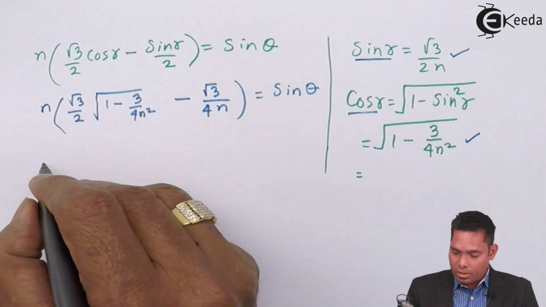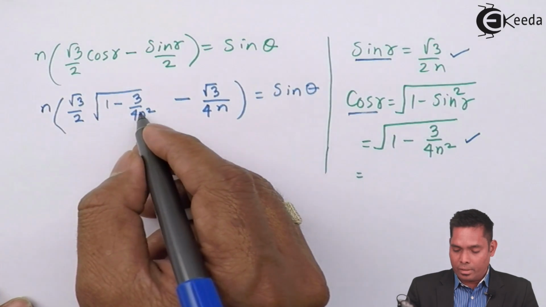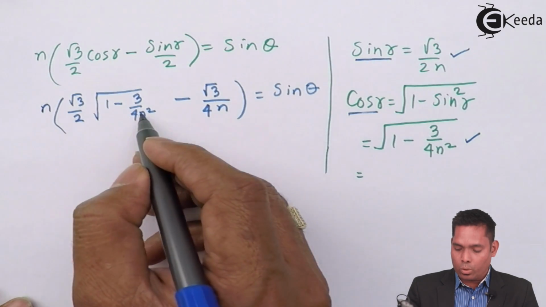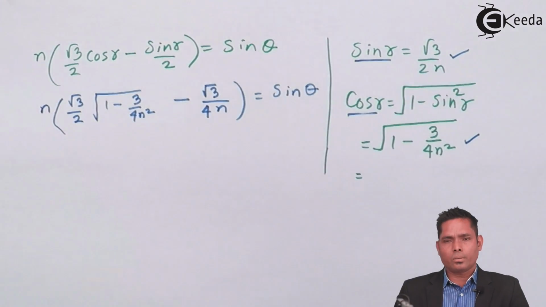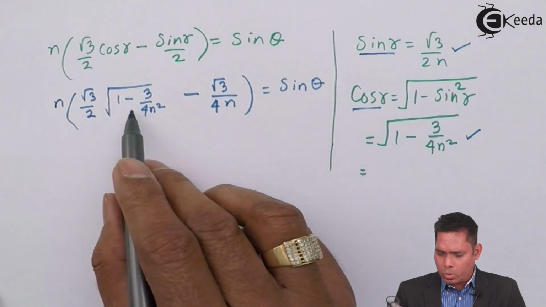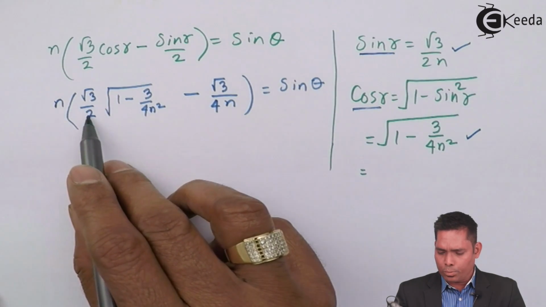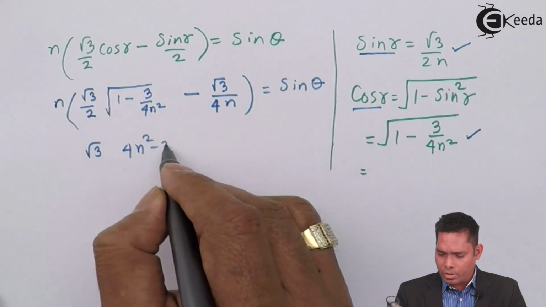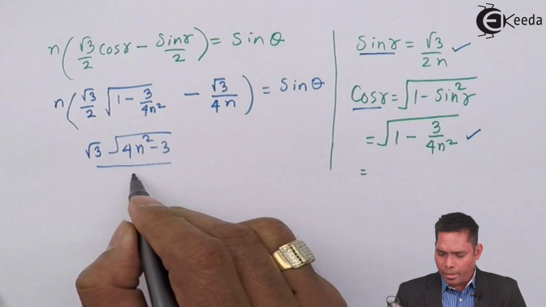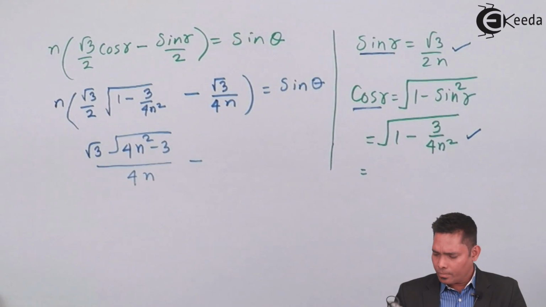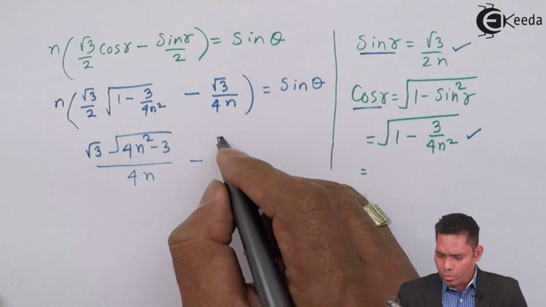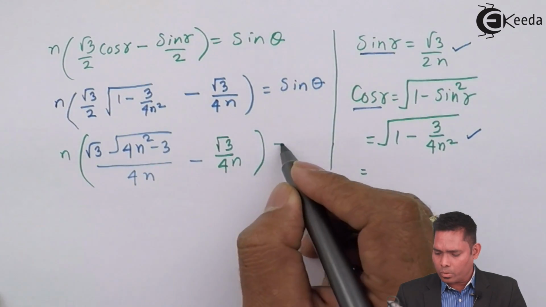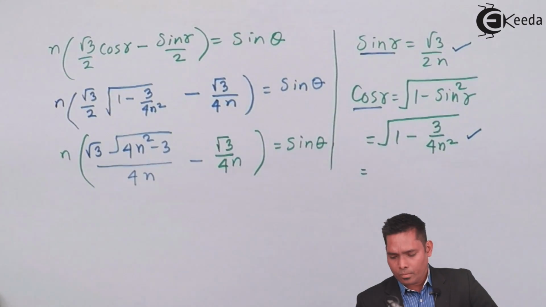I have to simplify this first. This is 4n square, 4n square will be down, root 2n will come out, so it is basically 2n, and divided by this 2 is 4n, so basically it is root of 4n square minus 3 divided by 4n, minus root 3 divided by 4n into n, equals sine of theta.